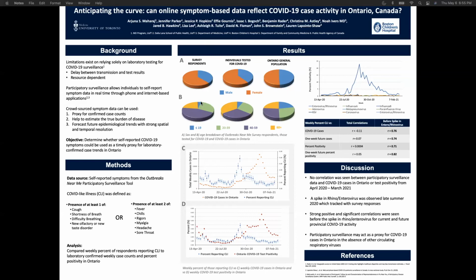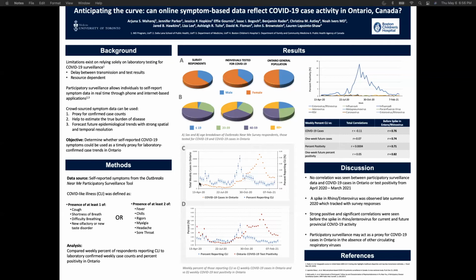And we saw a smaller proportion of those responding to our survey who were less than 19. Let's go over some of our trends over time. So I'll turn your attention to figure C. Let's start with weekly COVID cases in Ontario. So these are laboratory confirmed COVID cases in Ontario.